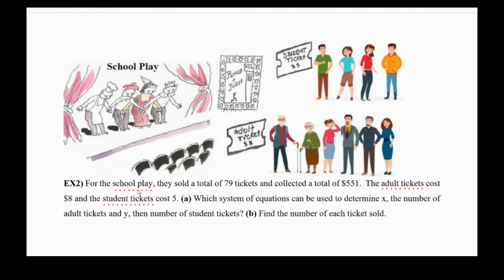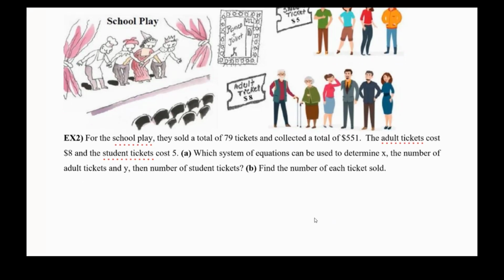So for the school play, they sold a total of 79 tickets and collected a total of 551. The adult tickets cost $8 and the student tickets cost $5. Which system of equations can be used to determine X, the number of adult tickets, and Y, the number of student tickets? Find the number of each item sold.